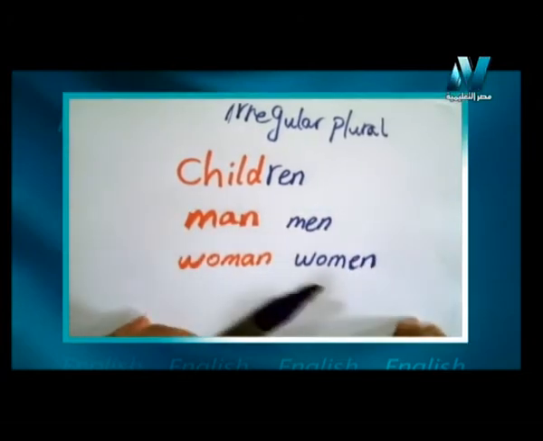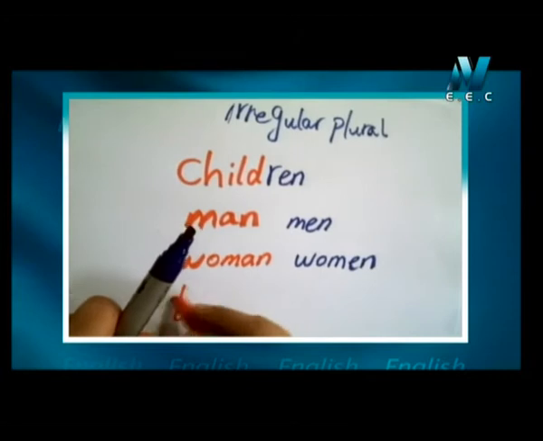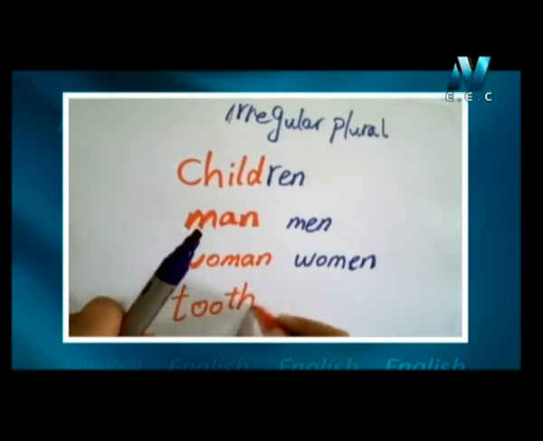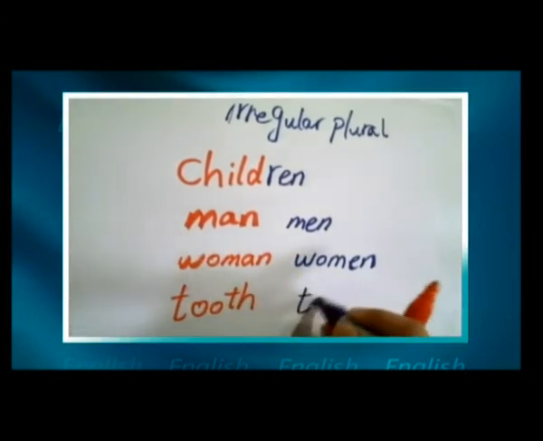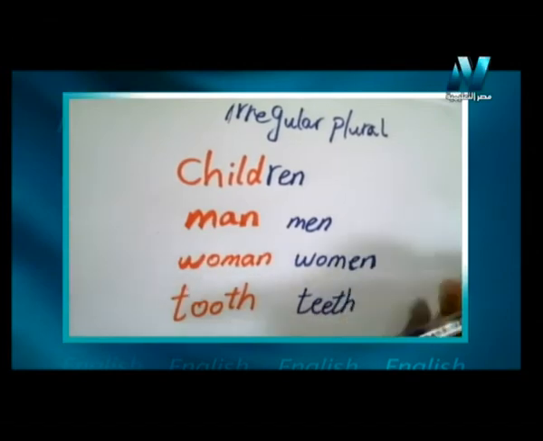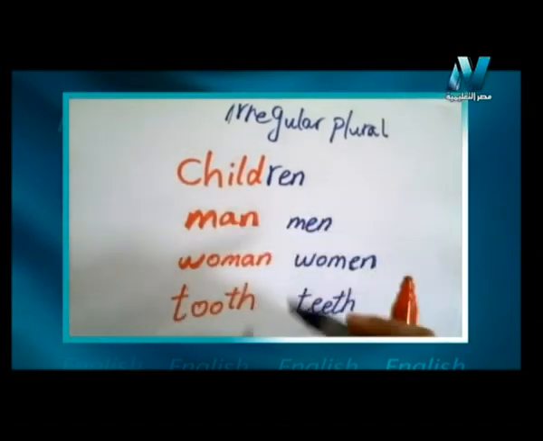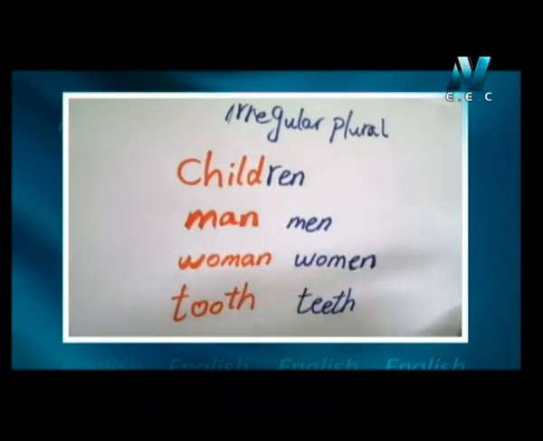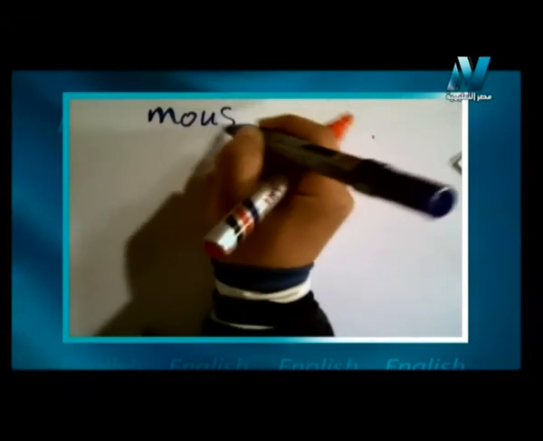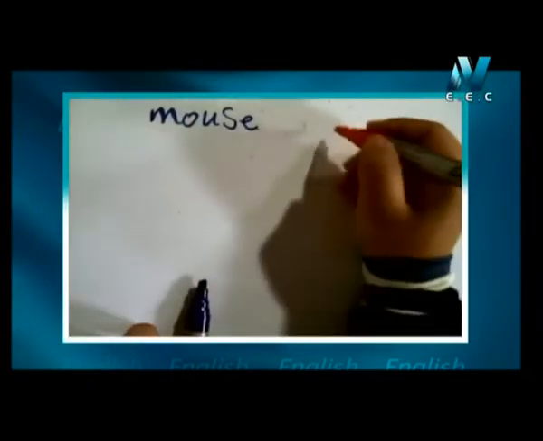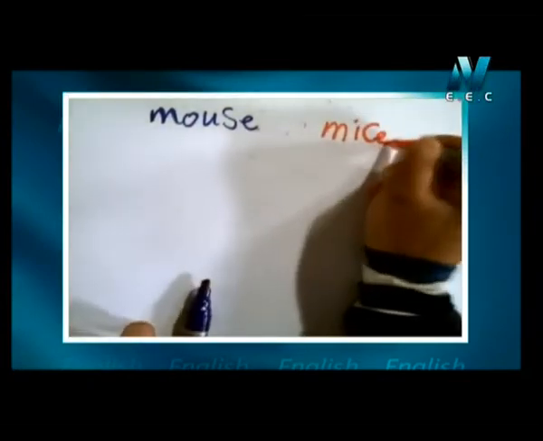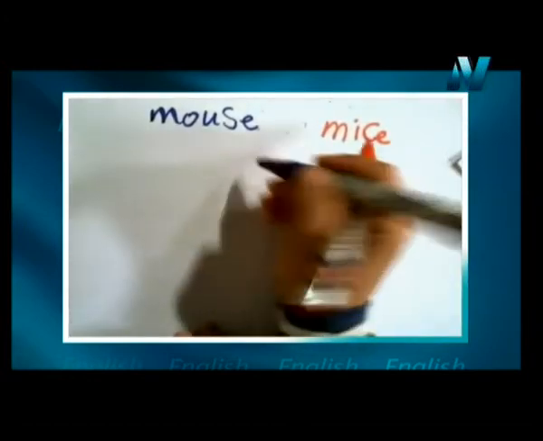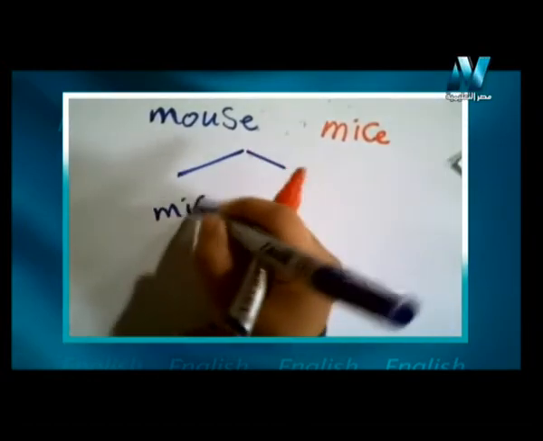شكل الكلمة بيتغير تماما. Tooth, teeth. Child, children. Man, men. Woman, women. Tooth, teeth. Mouse, mice. By the way, the word mouse can be mice or mouses.